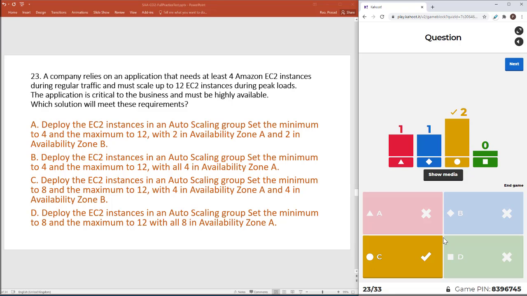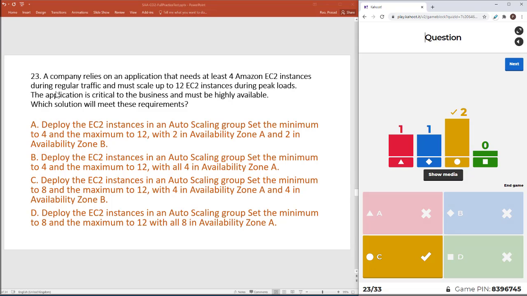Yeah, two of you got it right. The correct option is C. And why can it not be option A or B? Let's go one by one.